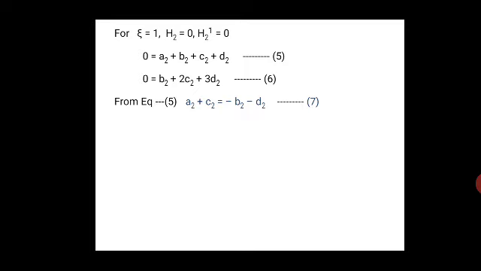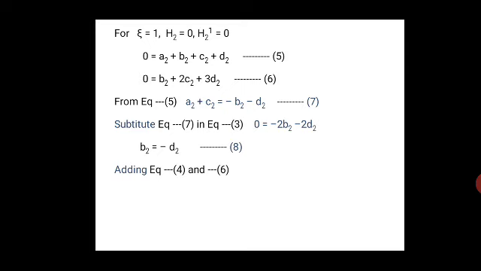From equation 5, we have a2 plus c2 is equal to minus b2 minus d2. Write this as equation number 7. Substituting equation number 7 in equation 3, we have 0 is equal to minus 2b2 minus 2d2. From the above equation, we can write b2 is equal to minus d2. Write this as equation number 8. Adding equation number 4 and 6, we have 1 is equal to 2b2 plus 6d2. Write this as equation number 9.